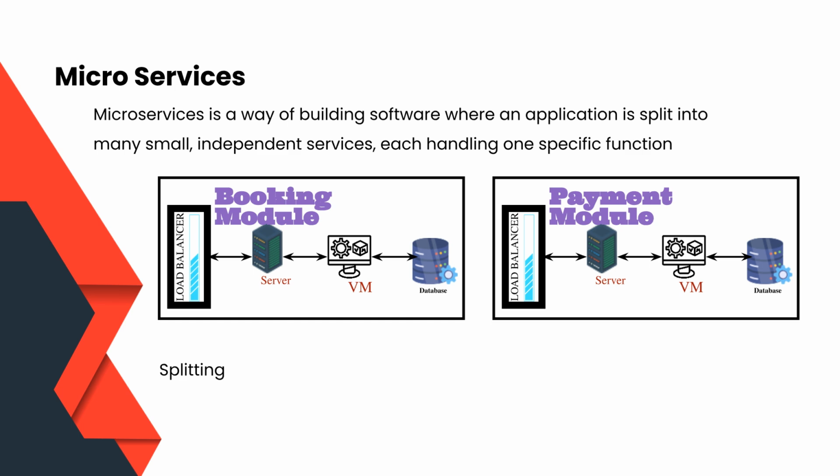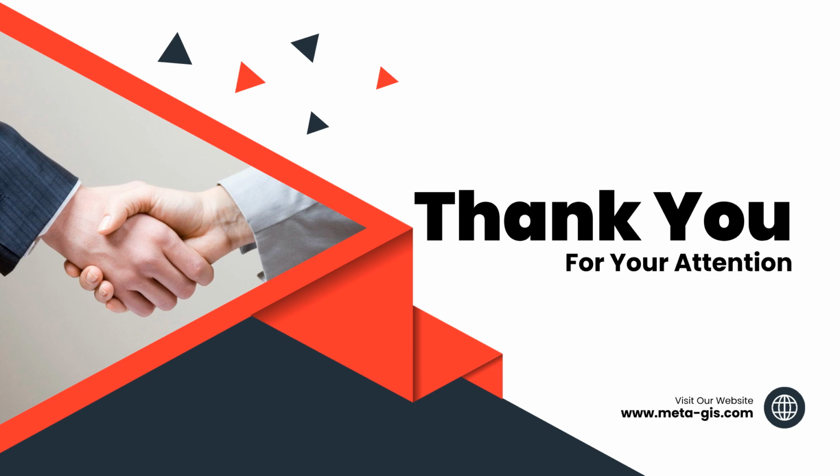Microservices involve splitting an application into small, independent services, each with a specific function. This allows for dedicated modules, like a booking module or a payment module, to operate separately.